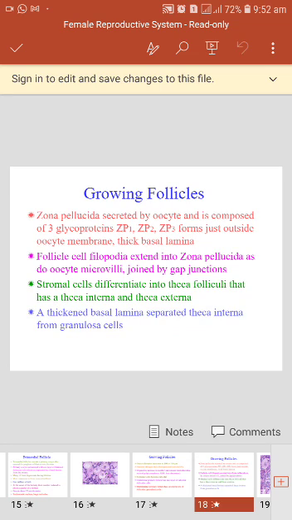We also have the zona pellucida, which is secreted by the oocyte and is composed of 3 glycoproteins, ZP1, ZP2, ZP3. It forms just outside the oocyte membrane as a thick basal lamina. Follicle cell filopodia extend into the zona pellucida, as do oocyte microvilli, and they are joined by gap junctions. Stromal cells differentiate into theca folliculi that has 2 layers, theca externa and interna. A thickened basal lamina separates the theca interna from the granulosa cells.